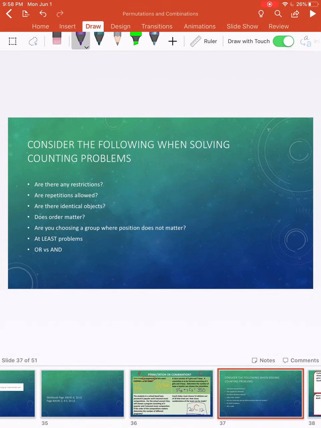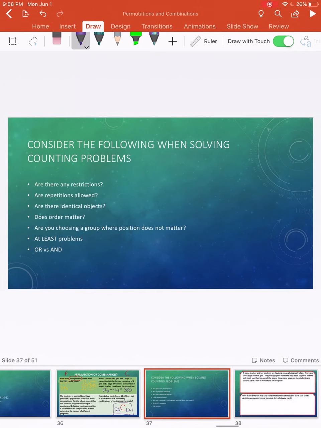All right, so consider the following when solving counting problems. Are there any restrictions? Are repetitions allowed? Are there identical objects? Does order matter? Are you choosing a group where position doesn't matter? Look out for at least or at most problems. That's when you're going to figure out all the options. And always ask yourself, is this an or an and question? So you know if you're either adding or multiplying.